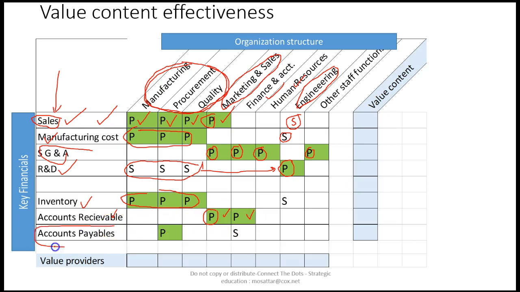Accounts payable is the money that we owe our suppliers. So who will be responsible for it? The procurement people. Why? Because the purchasing organization is tied with the supplier organization, and again, finance basically in this case also will do it in terms of tracking the data, how are they doing, and so on.